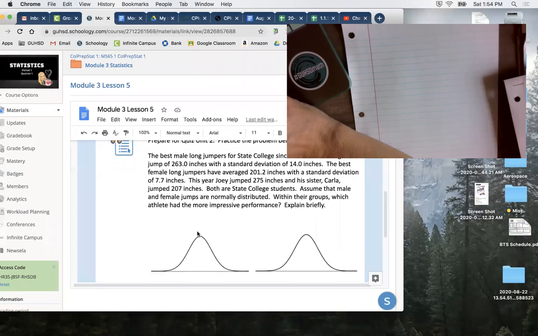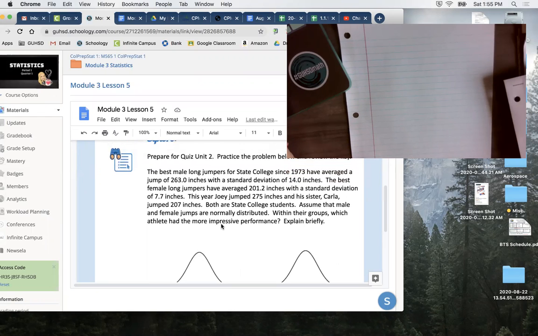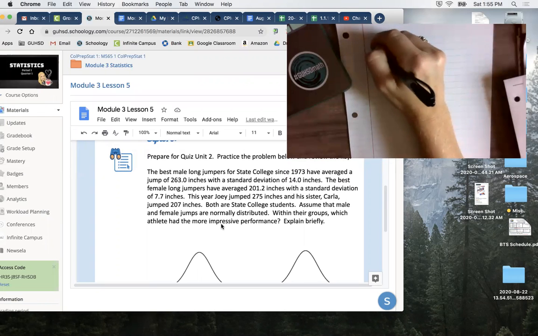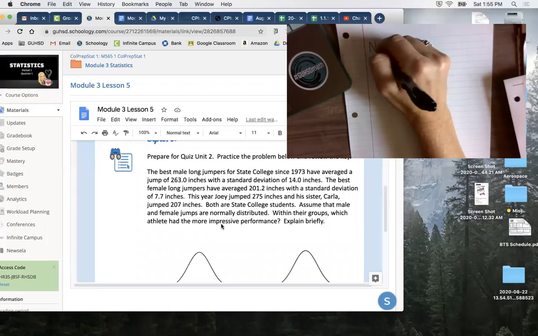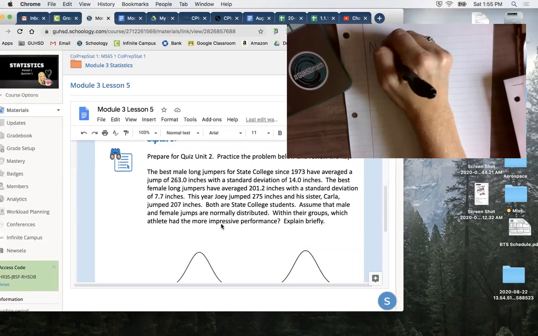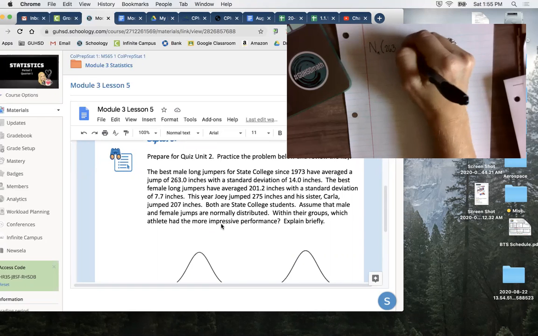Okay, so another great example before you take your quiz on comparing two different normal distribution problems and z-scores is right here. The best male long jumpers for State College since 1973 have averaged a jump of 263 inches with a standard deviation of 14. So the first thing I'm going to put here is this is a normal distribution for male long jumpers, and we have 263 with a standard deviation of 14.